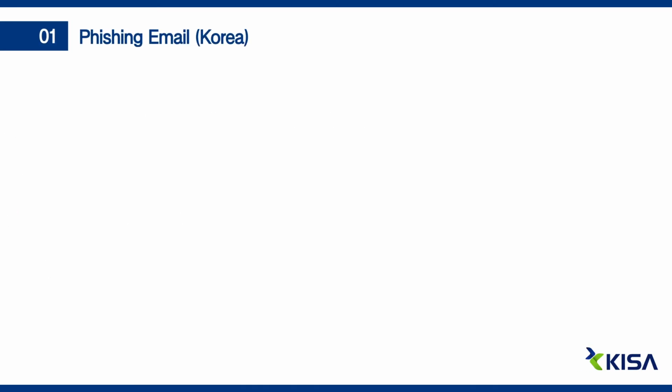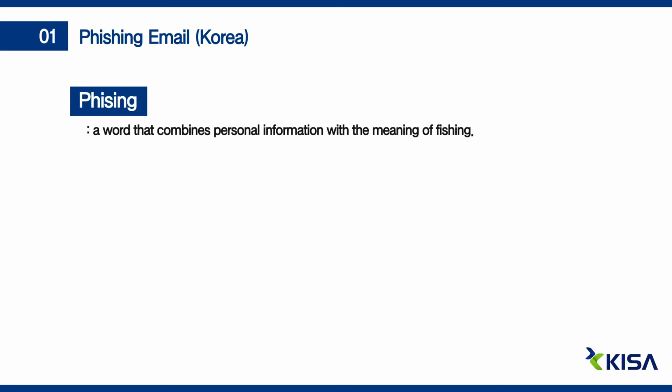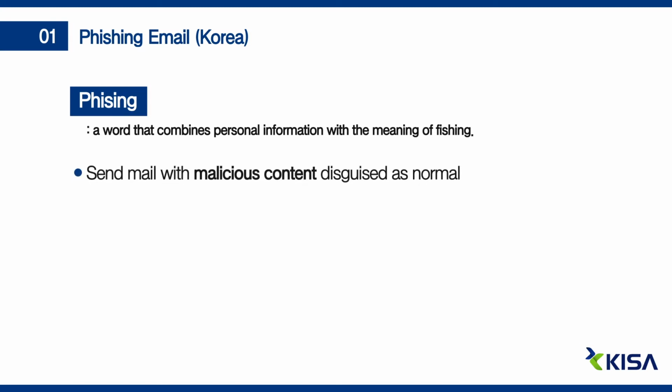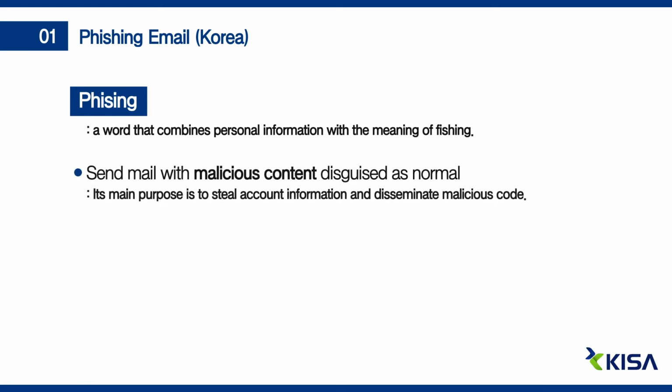The first thing I'll introduce is phishing mail. Phishing is a word for fishing for personal information, and it is a very familiar word in the field of IT security. In general, attackers send malicious content disguised as ordinary content by mail or messenger to phish end users' information. Using phishing emails as the main attack tool to steal account information and distribute malicious code constantly happens. Moreover, it is on an increasing trend nowadays.